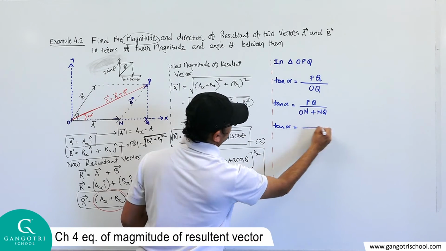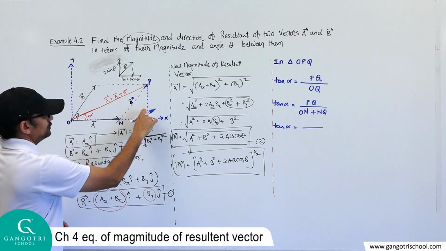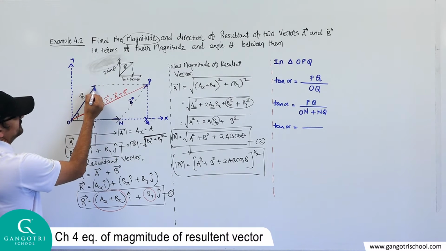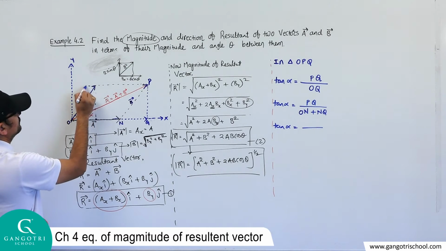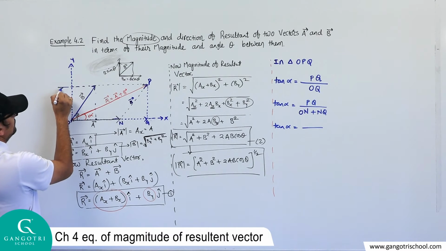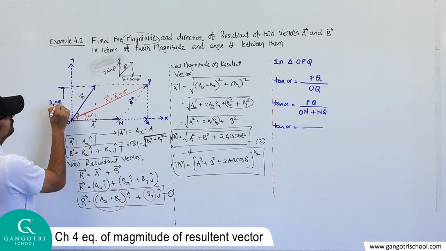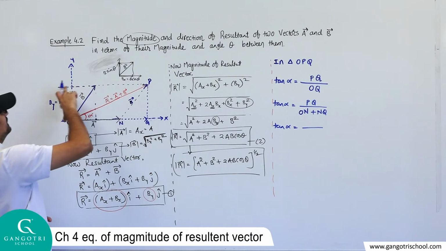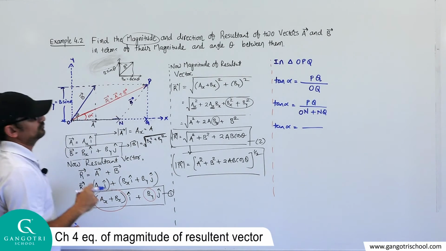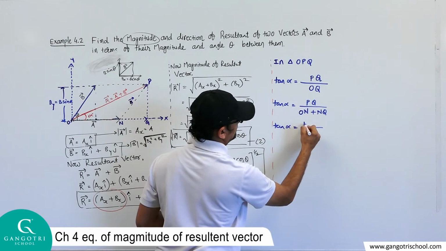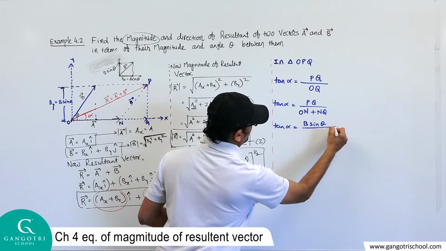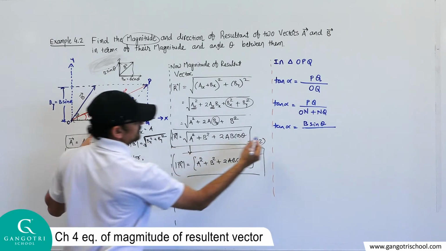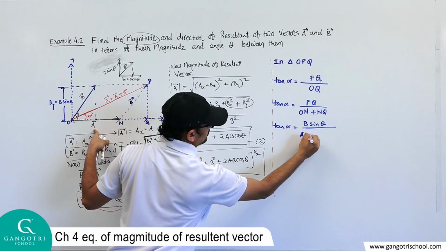So tan alpha is equal to, now look here, P to Q. This is vector B. As we know, it has two components, this is the X component and this one is the Y component. So this is the Y component of vector B, which is equal to B sin theta. So PQ is equivalent to B sin theta. Here instead of PQ we can write B sin theta. Now ON itself is our vector A, but we write only A, as a magnitude, plus NQ.